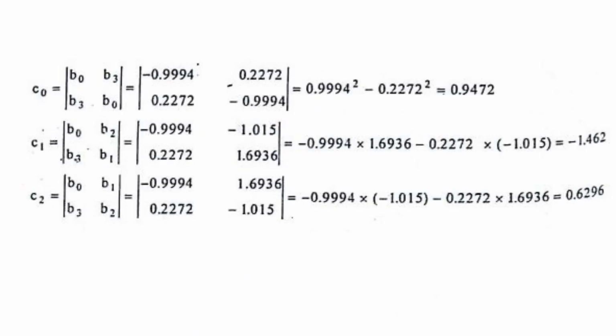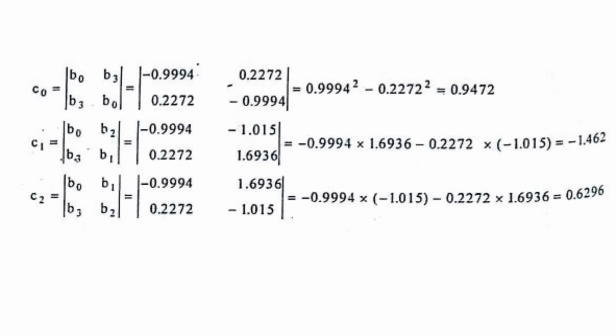Here you have to find out your C naught. C naught is B naught, B3, B3, B naught. Here you should not consider your A, only your B values, because A is over. A values are used to find out your B rows. After finding your B rows, you must use them to find your C. So don't substitute A naught, A3. Use B0, B3, B3, B0, and find out your C naught, C1, C2. Always your B will be one column less than your A, and similarly your C will be one column less than your B.